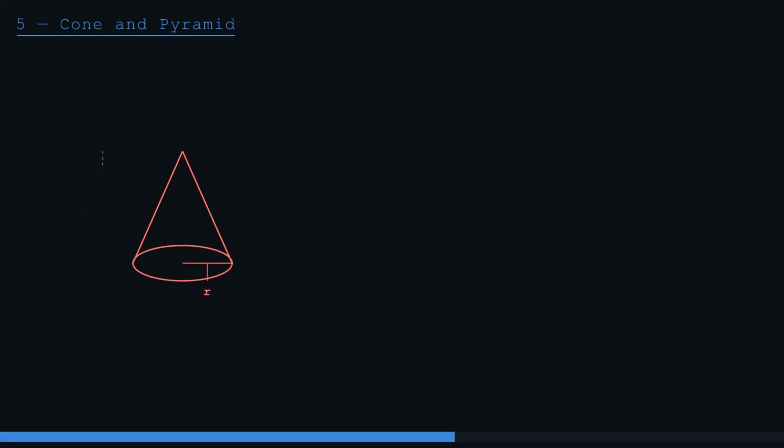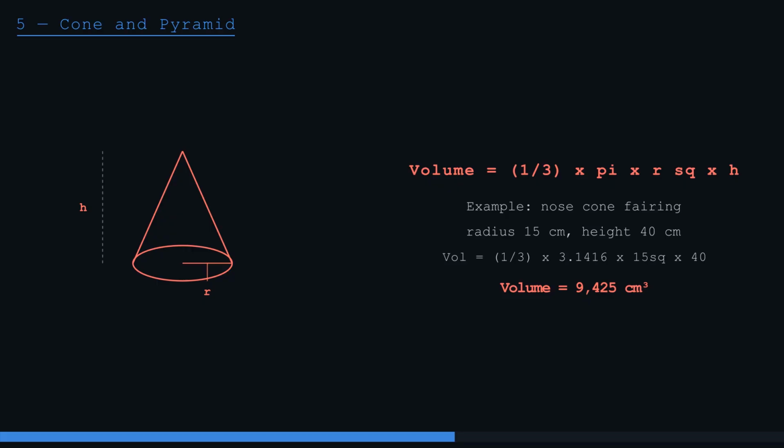For a cone, volume equals 1/3 times pi r squared times height. A nose cone fairing with radius 15 centimeters and height 40 centimeters has a volume of 9,425 cubic centimeters, exactly 1/3 of the equivalent cylinder.